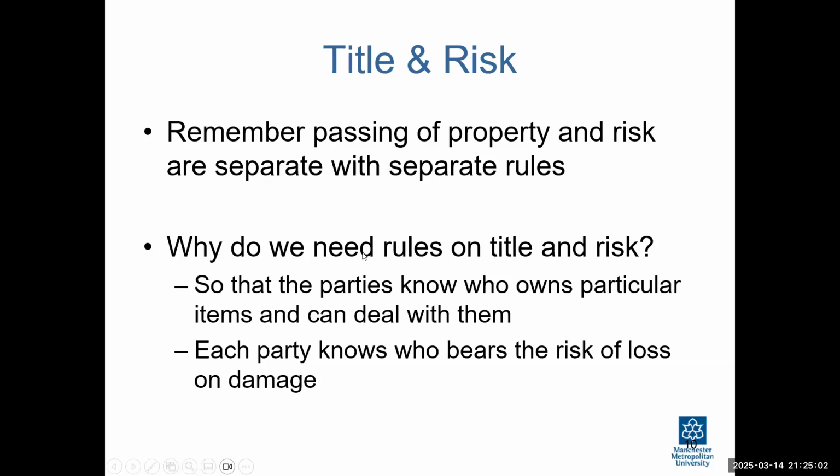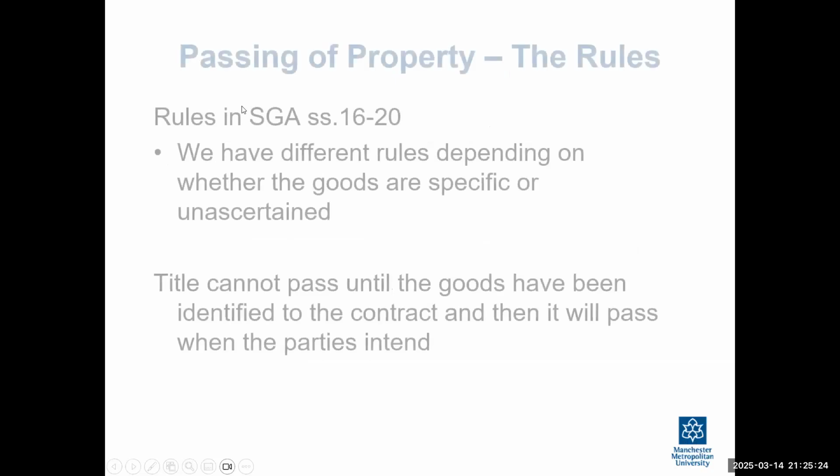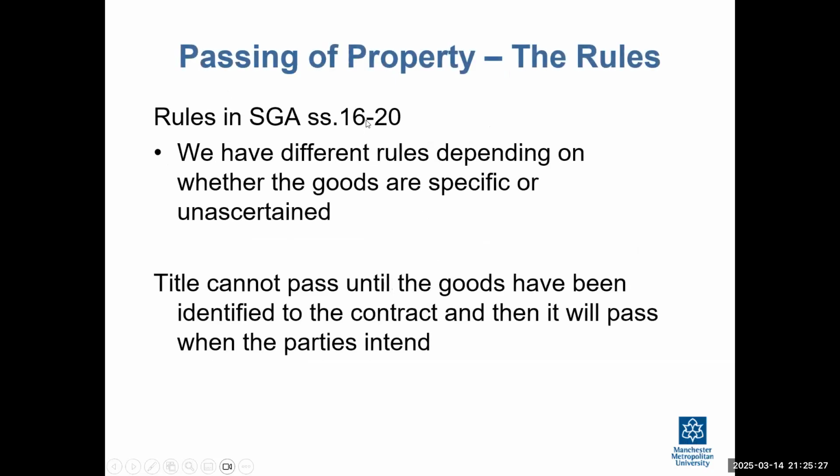Right. So now, why do we need rules on title and risk? I mean, we said that before. We want to know who owns the property because it's the person that owns it that is able to sell it off, that is able to claim to it, and it could also help us determine who bears the risk of loss or damage. So what are the rules? Sections 16 to 20, and this is where it becomes interesting. I must confess, I always enjoy reading your answers on this because it shows your high level analysis.